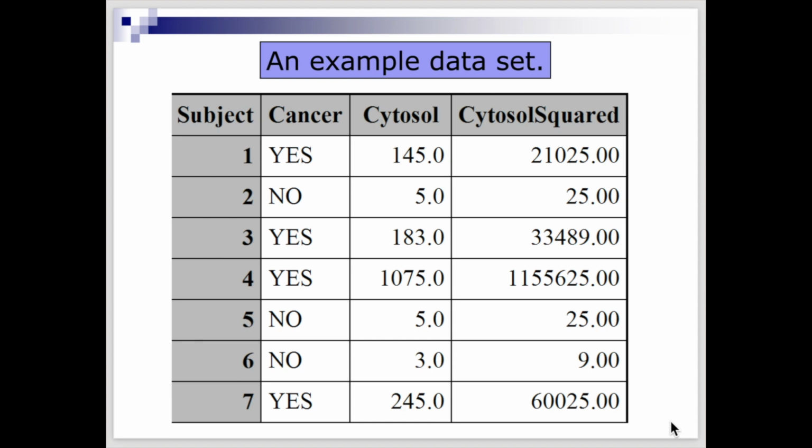And so here's an example of a data set. This is in a standard structure. For example, in SAS, this is how a data set would be structured. In Minitab, Stata, and R, we can think of this as a spreadsheet where the columns correspond to variables and the rows correspond to subjects or observations.